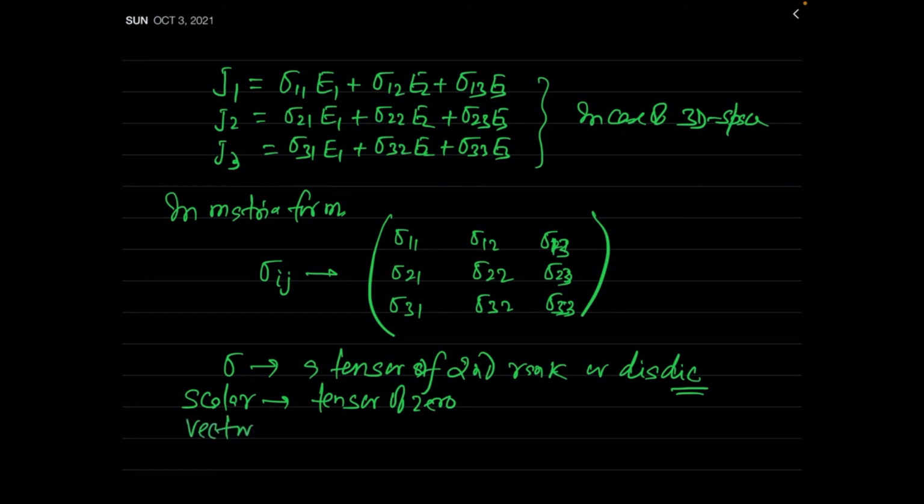And when you say vector, that vector is also a tensor. This is a tensor of first rank. When you say dyadic, that is a tensor of second rank. So, in a nutshell, all the quantities, whether scalar, vector, dyadic or triadic, are tensors of different ranks. And this is why we say that tensor analysis is the generalization of vector analysis.